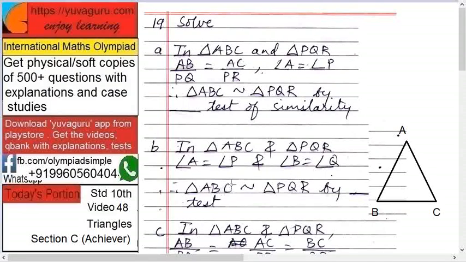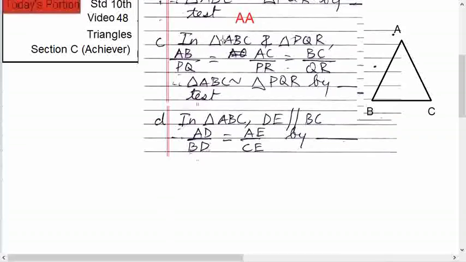Therefore triangle ABC is similar to triangle PQR by... here two angles are congruent, A and B to P and Q. So by the AA test, so this is AA in triangle AB.